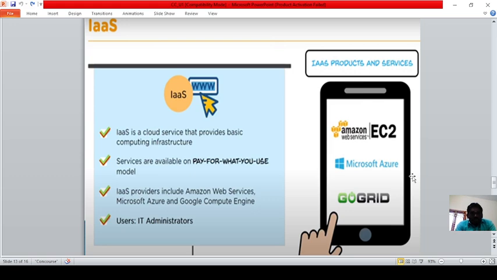Infrastructure as a service is a cloud service that provides basic computing infrastructure. It provides the basic computing infrastructure on a pay-for-what-you-use basis. Based on that, we can pay and use the services. IaaS providers include Amazon Web Services, Microsoft, and Google Compute Engine. These are the cloud providers that provide the infrastructure service. The users are IT administrators. So these are all infrastructure service.